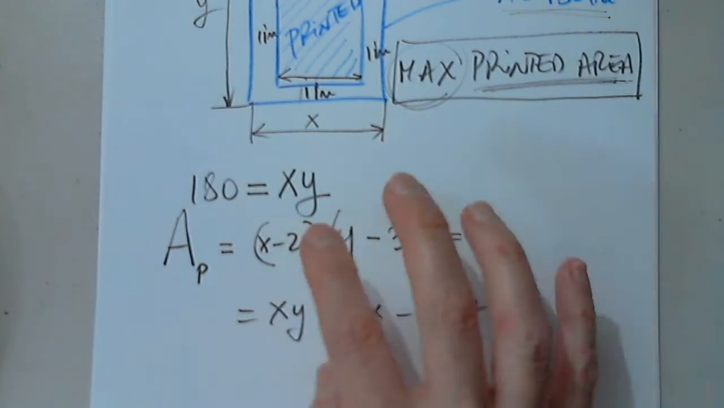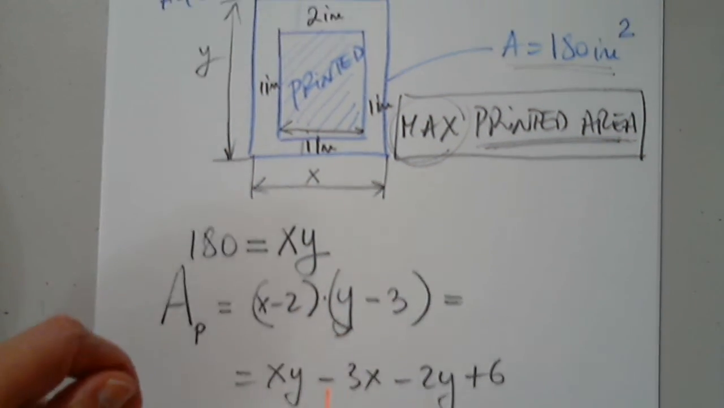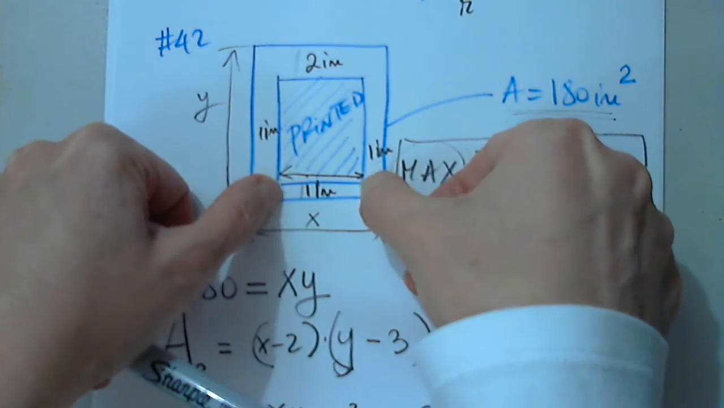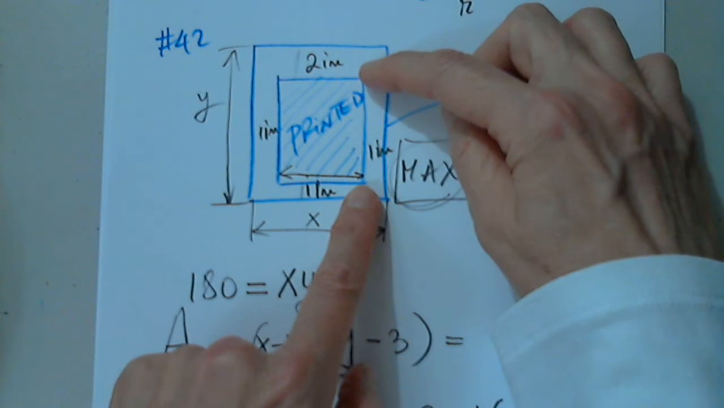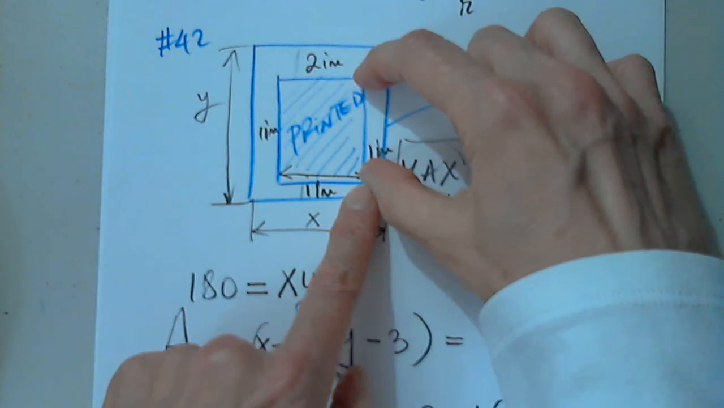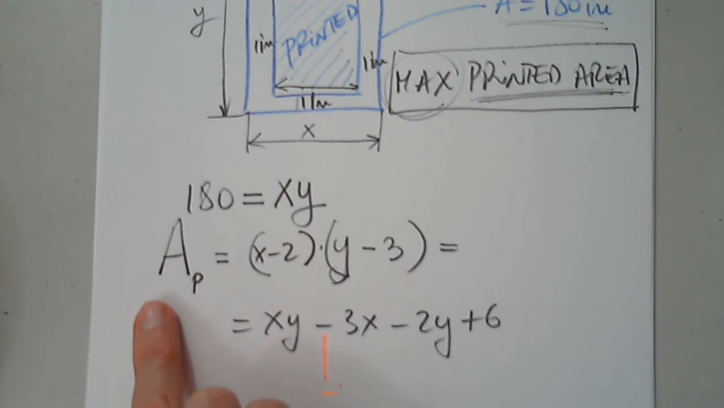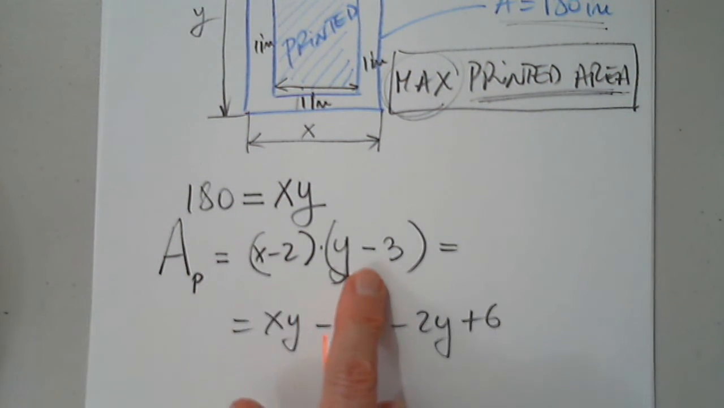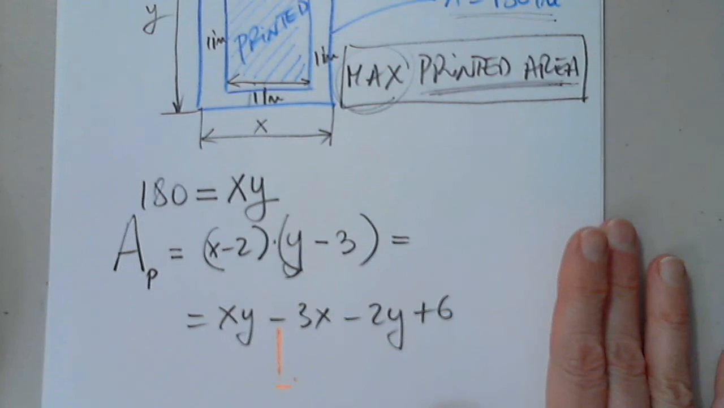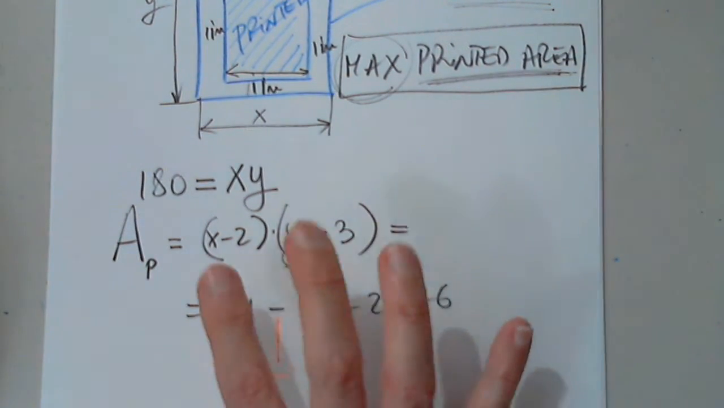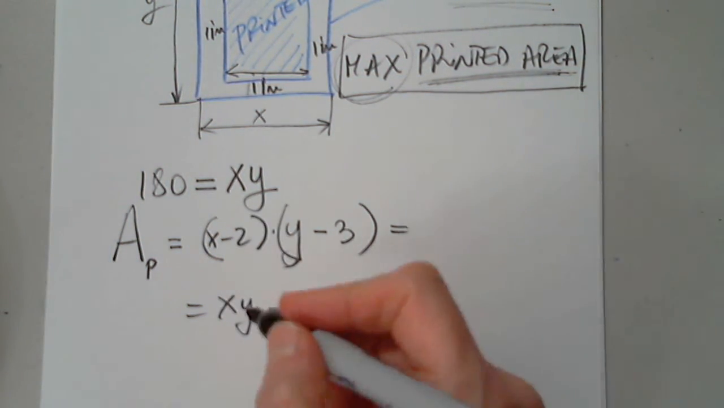Let's stop for a moment and see, is this okay for everyone? Oh, sorry. Okay, so x minus 2 inches is this, and y minus 1 inch and minus 2 inches is this. So this is x minus 2, and this is y minus 3. That's why the printed area, which is a rectangle, is width times length. Is this okay, everyone? Yes. So then xy and minus 3x and minus 2y and plus 6. But this is basically 180.